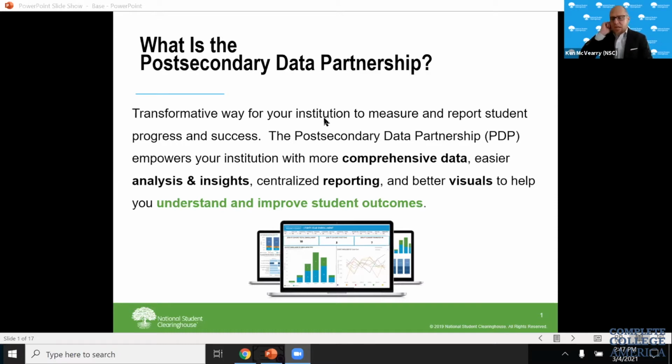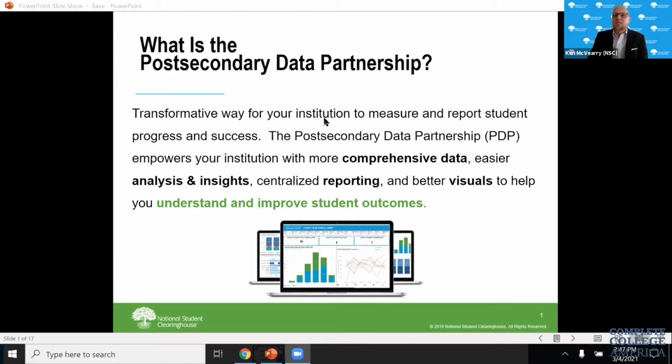So what exactly is a Postsecondary Data Partnership? It's essentially a data collection that institutions decide to participate in. And then from that information they give the Clearinghouse, we give you back two very powerful analytics tools that you can utilize. One's going to be a Tableau-powered dashboard, and the other is going to be an analysis-ready file.